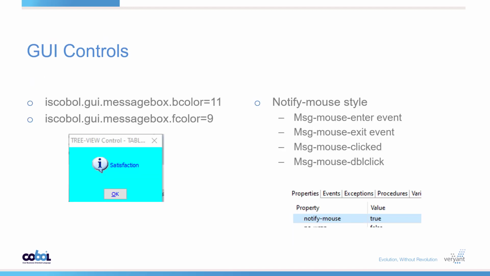Message box colors and fonts can be configured now using configuration variables in your properties file. The Notify Mouse style is supported on all controls now. You would use this style to capture events when the mouse enters, exits, clicks, and double-clicks on a control.